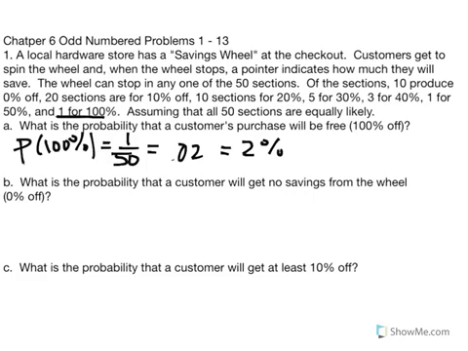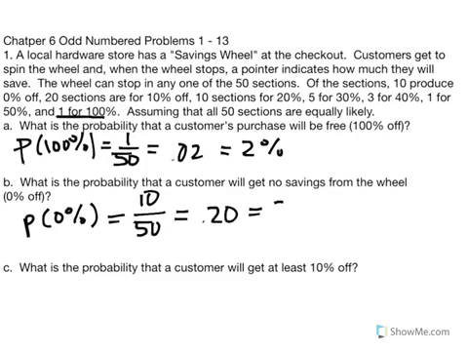Number 1B, what is the probability the customer will get no savings from the wheel? 0% off. So the probability of 0% off is the number of sections that represent 0% off, or zero savings. We find that that occurs 10 times. So 10 produce 0% off. So 10 over the total outcomes, which is 50. 10 divided by 50 is 0.20, which is the same as 20%.